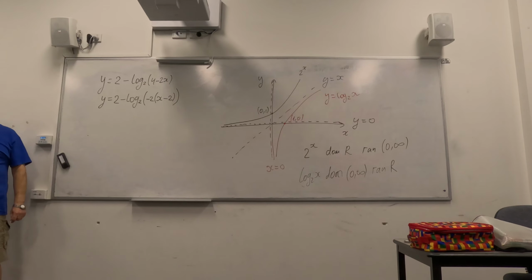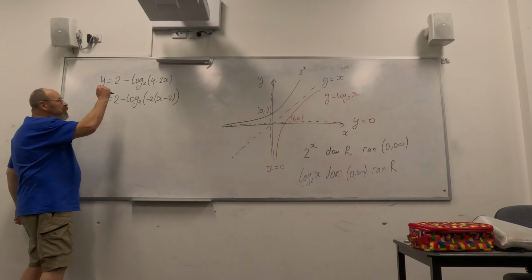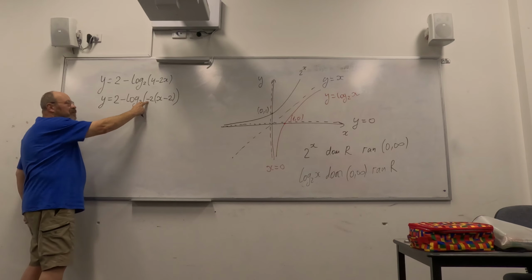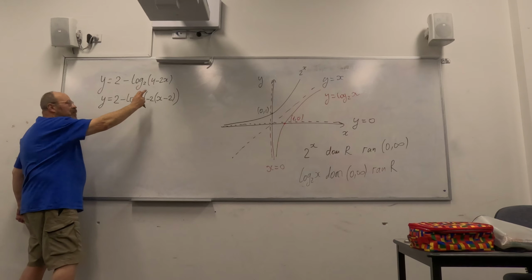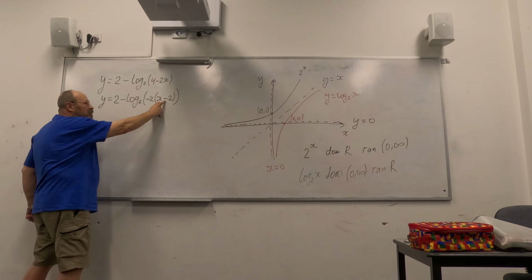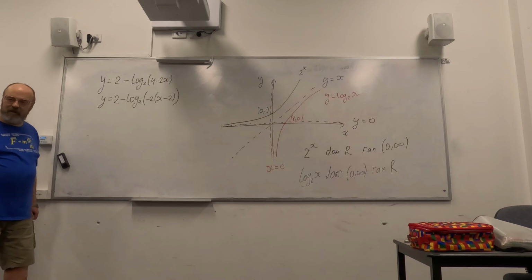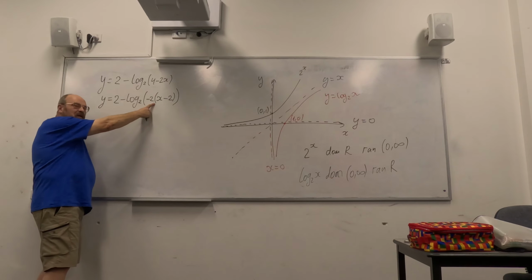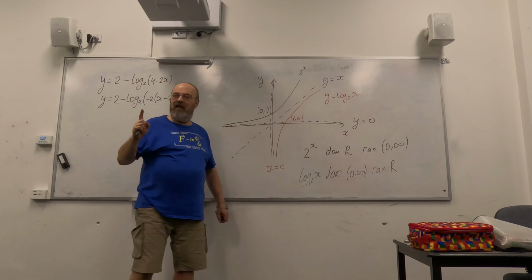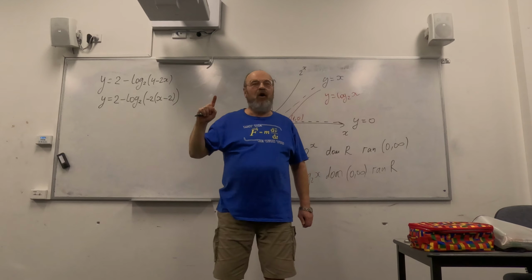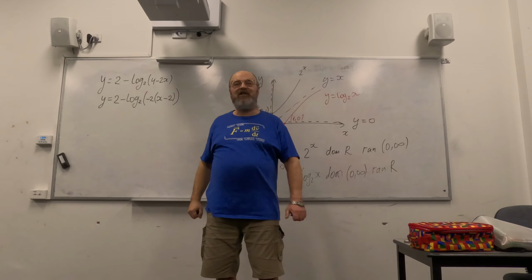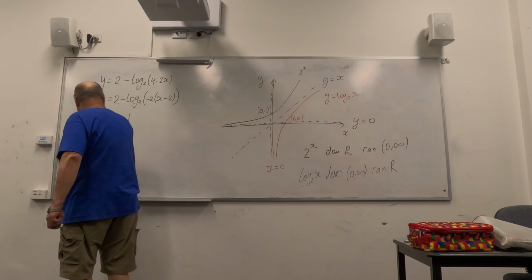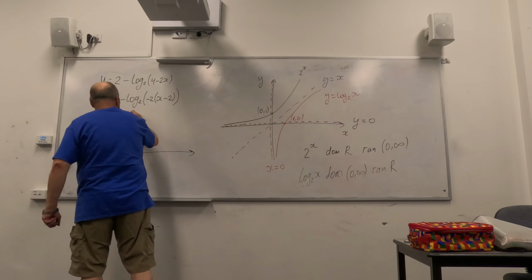So what transformations do we have here? Reflection in the x-axis. Reflection in the y-axis. What is this? Translation to the right. This is translation, and these two are dilation by factor 1/2 from the y-axis. So that makes sense.